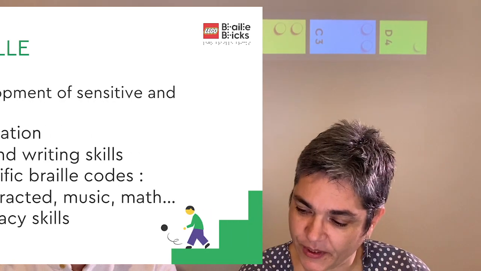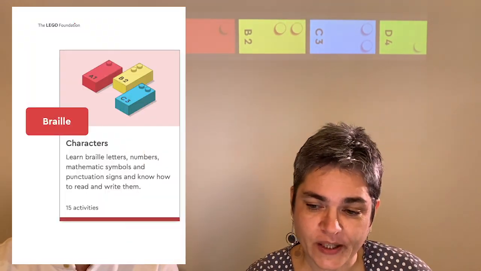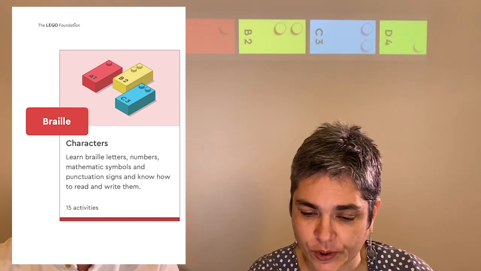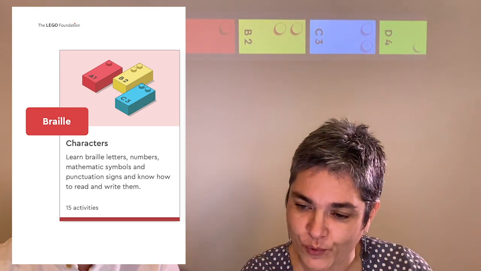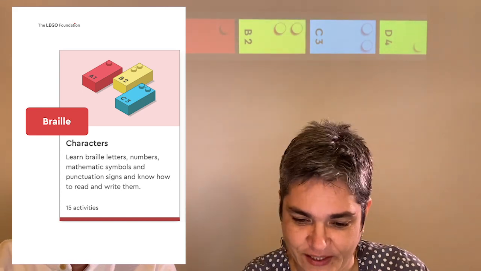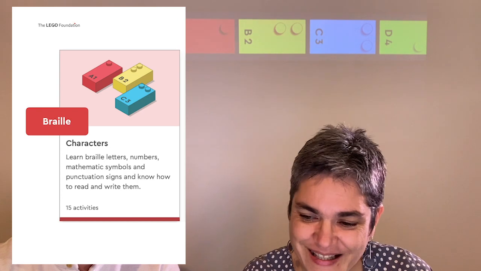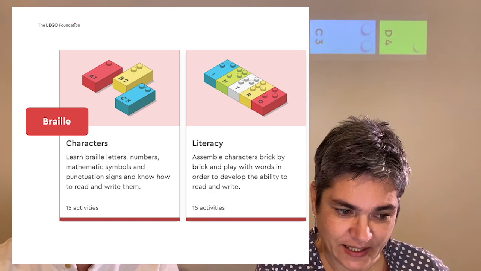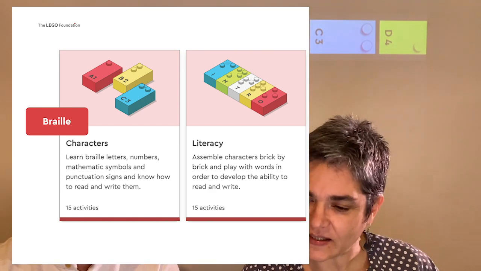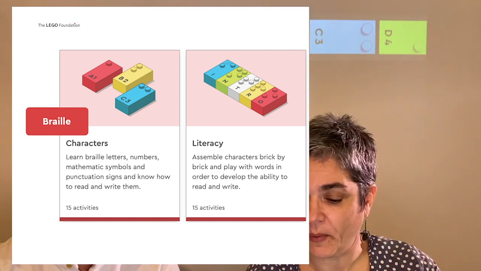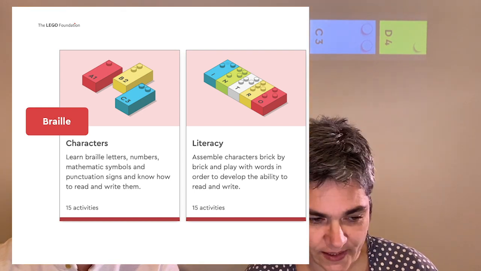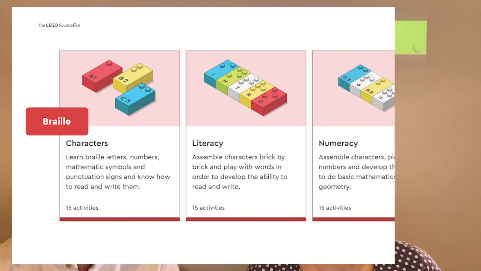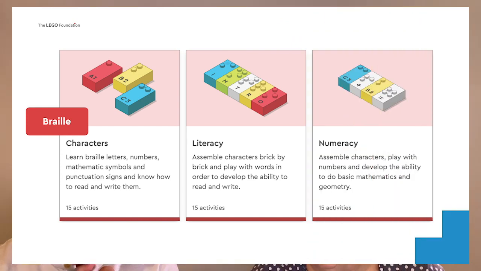So you have the three categories of Braille, again. Character, literacy and numeracy. So character is just when you learn characters one by one, you don't know yet how to assemble them, but then you will learn that a brick with a dot 1 and a dot 4, that's a letter C. Or a number 3, it depends. When you know all those characters, you can go to the activity called literacy, and then you will be able to assemble them letter by letter and to play with words, with language, with reading and writing. So again, 15 activities here, and then you can go to numeracy. It's the same kind of activities but with numbers.